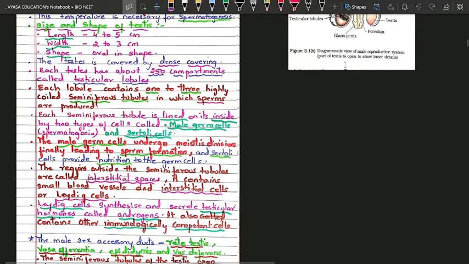The regions outside the seminiferous tubules are called interstitial spaces. Inside are the germ cells as well as the Sertoli cells. Outside, what is it called? It is called the interstitial spaces. It contains small blood vessels and interstitial cells, which are also called Leydig cells. So what do these Leydig cells do? Leydig cells synthesize and secrete the testicular hormones called androgens.